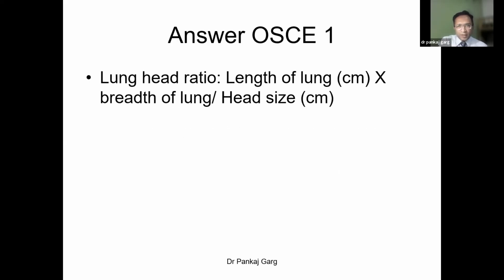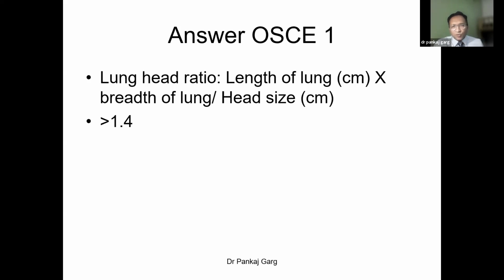So lung head ratio is calculated by length of the lung in centimeter, and it is normally the unaffected lung. And this X-ray you showed has right-sided diaphragmatic hernia. So you look at the left side of lung in this patient, multiply with the breadth of lung and divide by the head size in centimeter. So that is called lung head ratio, which is calculated in diaphragmatic hernia in antenatal ultrasounds. If it is more than 1.4, it tells you a good prognosis.